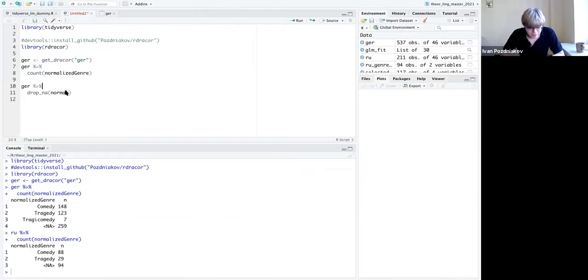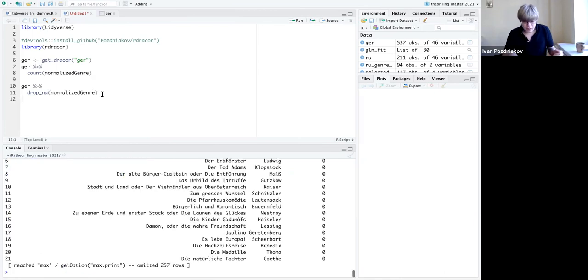So first, we need to delete NA. So all these cases, 259 cases with an NA for the normalized gender variable. Okay. Then we'll select just the variables that we are interested in.